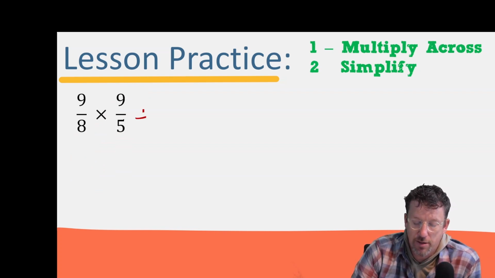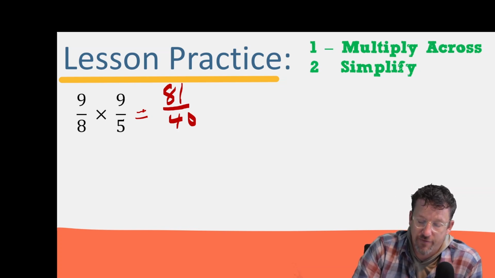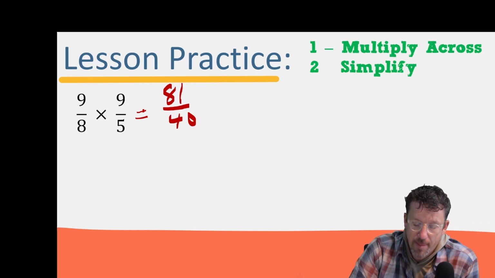All right, so let's multiply across. What is 9 times 9? Well, 9 times 9 is 81. 8 times 5 is 40. So now we got a bigger answer. So it might be harder from a simplifying standpoint, but all we got to do is say 81, okay? And we have to divide it by 40.